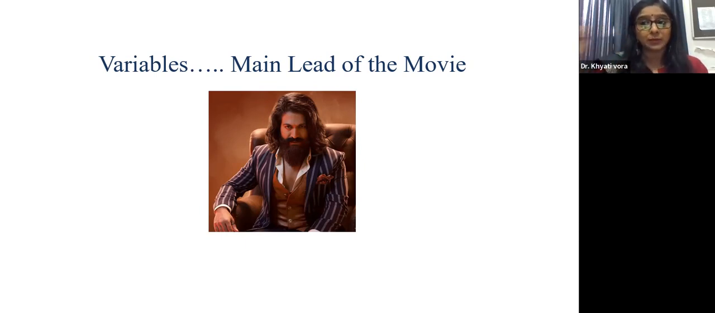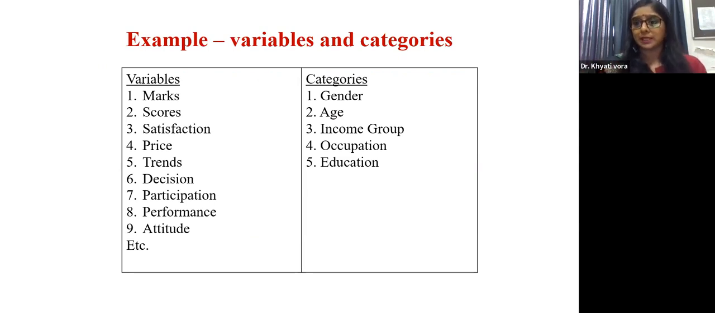So we all have to keep one thing in mind. After this 1.5 hours, all my participants are going to get complete knowledge about how to frame a hypothesis. For sure. So you will have to be with me together. So variables, you got the idea. But ma'am, what are variables? Anything that varies. So marks, score, satisfaction, price, trends, decision, perception, behavior, they keep on changing.